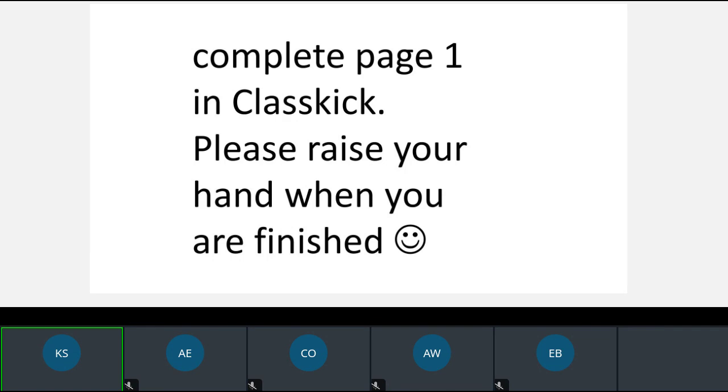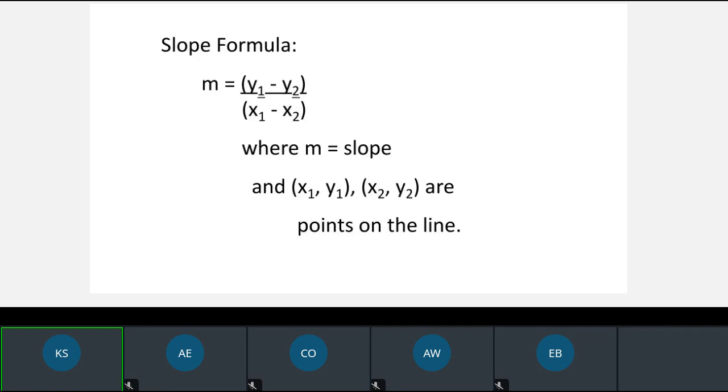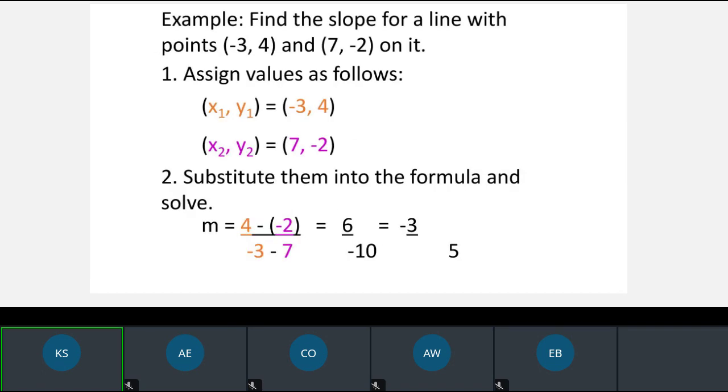Very good. Okay, so let's go ahead and work on the next slide. So now we're going to talk about how to calculate slope if we are just given 2 points. Okay, so the slope formula, I don't know why this is backwards, is going to be y2 minus y1 divided by x2 minus x1. So what does that look like? Well, let's say we're given these two sets of points. So we're given -3, 4, and 7, -2. It asks us to find the slope.